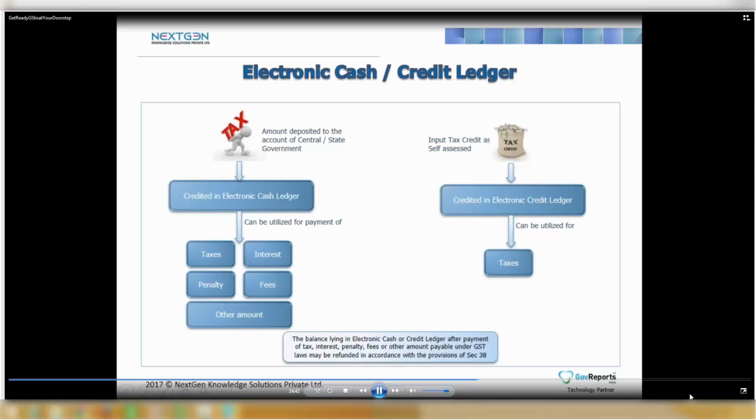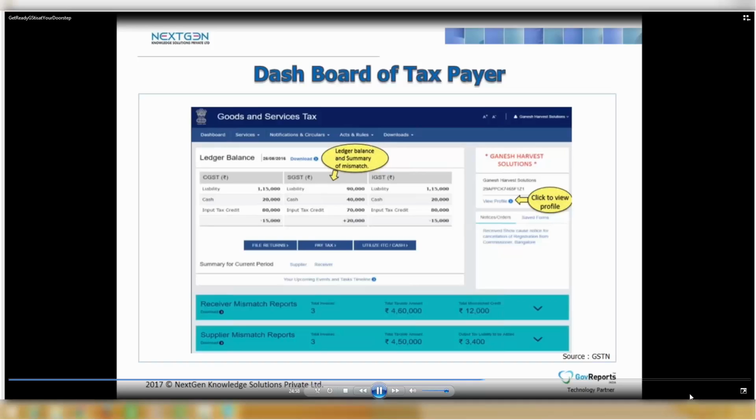And then there is an input tax credit ledger wherein the amount of input tax credit to which the taxpayer is entitled is credited, but this can be utilized only for payment of taxes. It cannot be used for payment of penalty or interest.